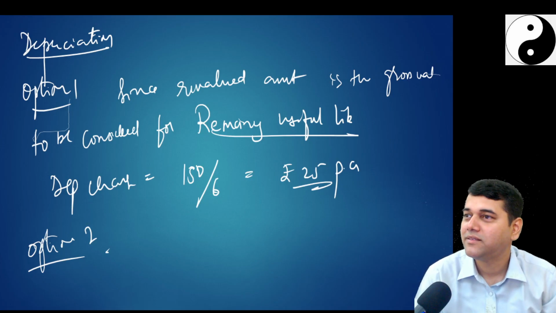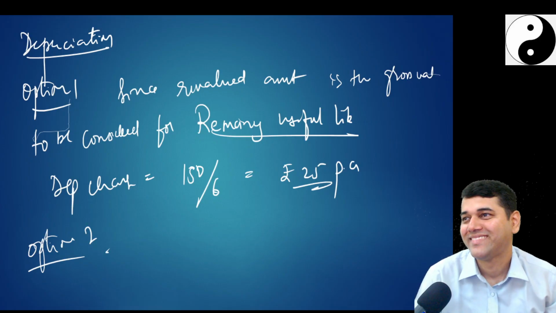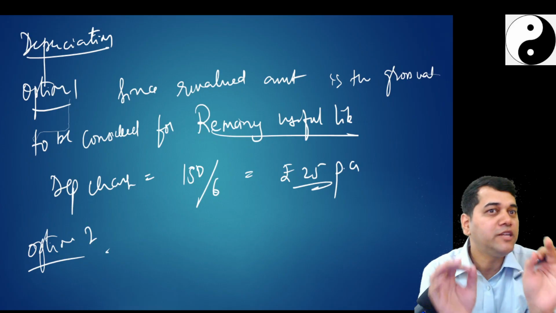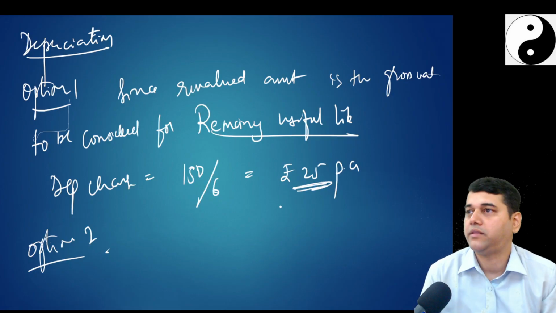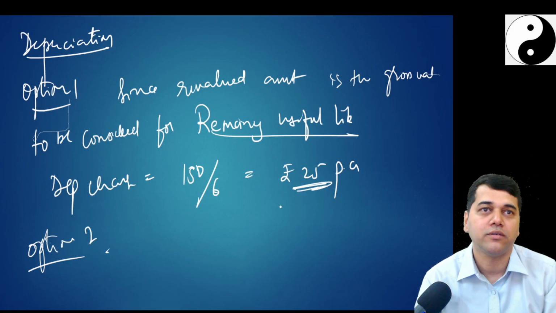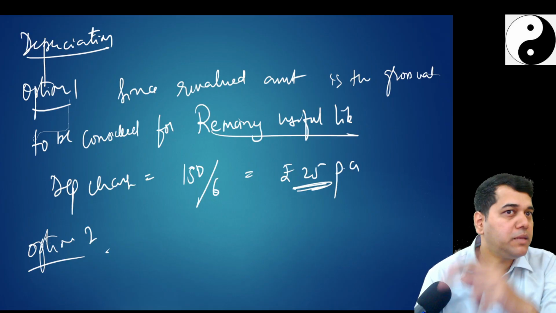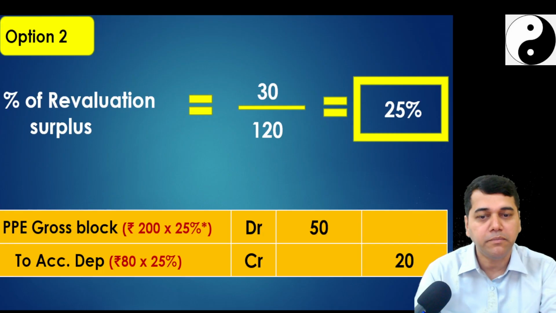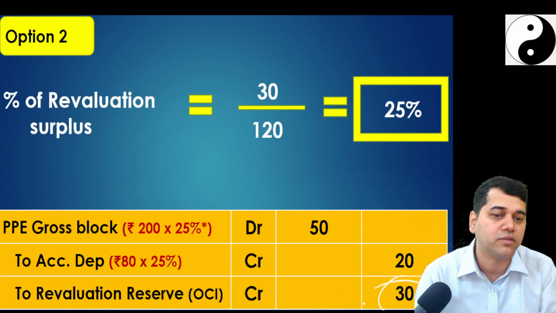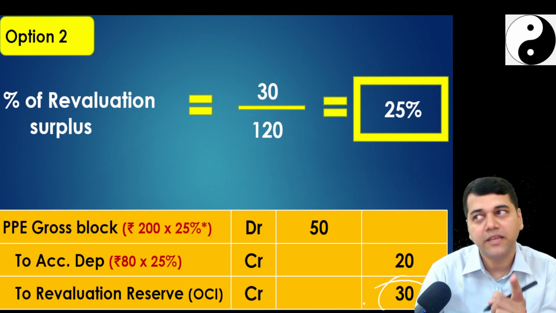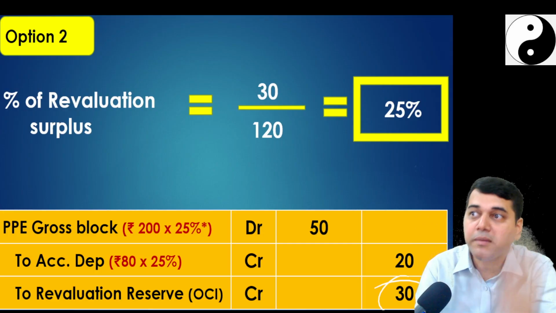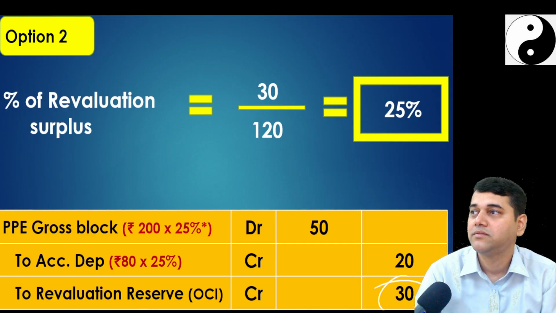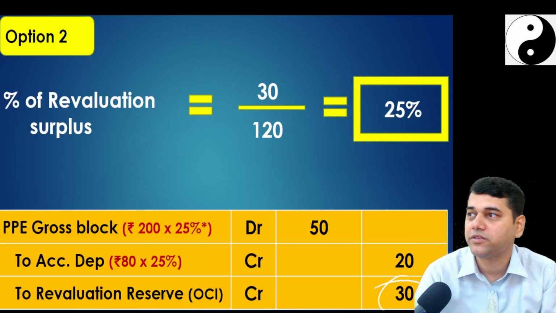Just tell me. Logically, you tell me one thing: should it be different from 25? Then I will play no. See, both methods give me the same balance of revaluation surplus. So logically, whichever method I follow in the presentation, it should give me the same amount of depreciation. It cannot give me a different amount of depreciation.